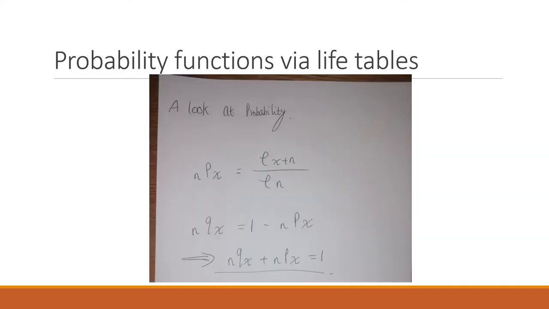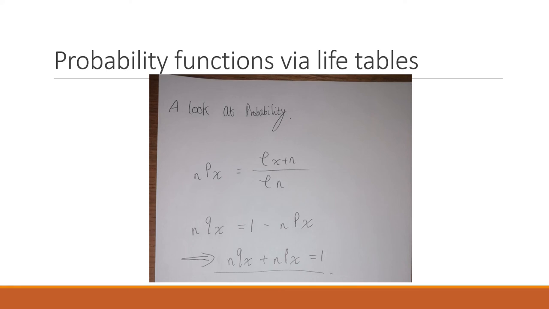Finally, just a quick look at some of the probability functions that you can produce from life tables. npx is the probability of a life aged x being alive in n years' time, and we find that by taking the number of lives alive at lx+n and dividing it by the number of lives alive at lx. For example, 5p10 would be the probability of someone aged 10 still being alive in 5 years' time.